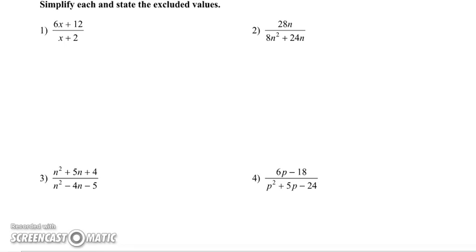Okay, our primary goal today is to finish up your work with simplifying these rational expressions. So I picked out about 4 problems that are very similar to what you're going to work on in just a few minutes. And the instructions, just like yours, will be, say, simplify each expression and then state the excluded values.